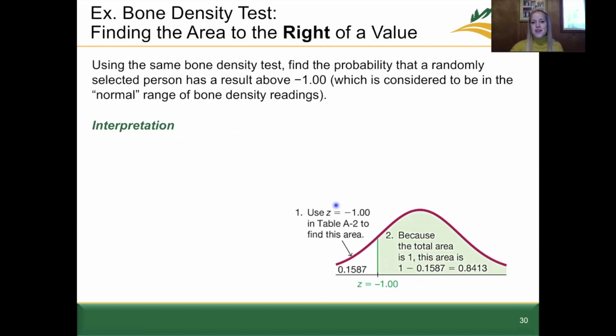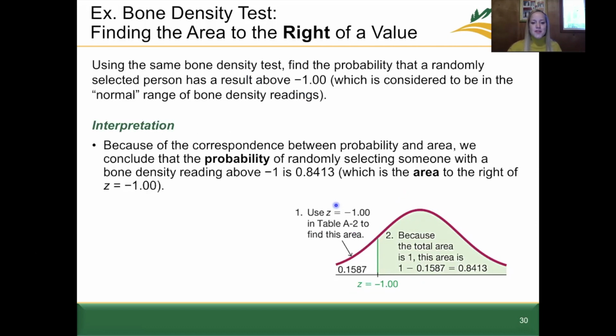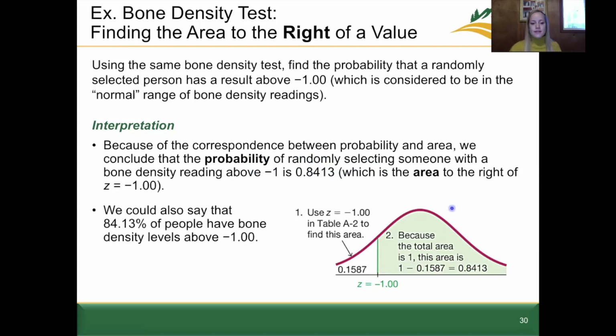Let's talk about the interpretation again more explicitly. We know this connection between probability and area, so we conclude that the probability of randomly selecting someone with a bone density reading above -1 is equivalent to 0.8413. It's not the area to the left that we report, it's the area to the right of that z-score. In percentages, we could say that 84.13% of people have bone density levels above -1.00, which is considered in a normal range for bone densities.